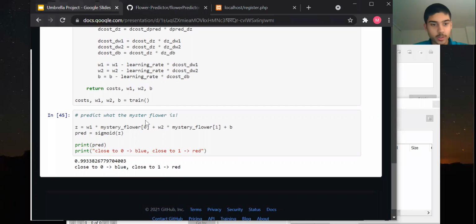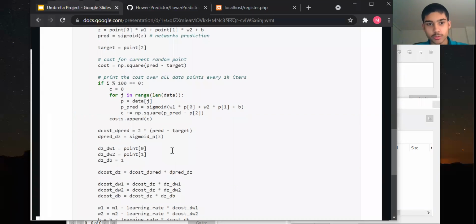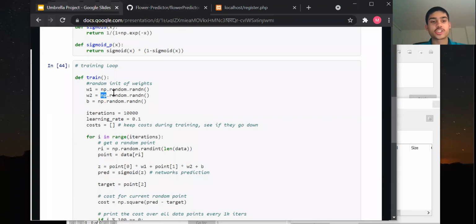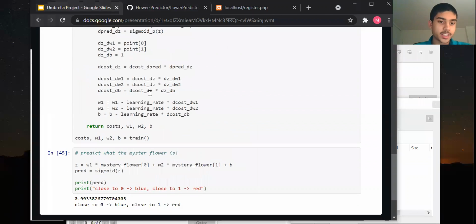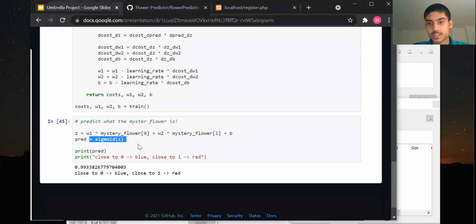We have two perfect weights and two perfect biases, which will allow us to give any data point to the neural network, and it will be able to produce a prediction that is very accurate. And this is after only training the neural network 10,000 times to get the perfect weights and the perfect biases. And then after that, we just apply the sigmoid function, so it's a value between 0 and 1. And we get this right here.